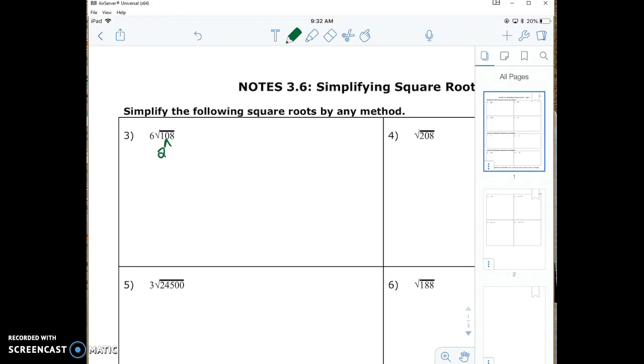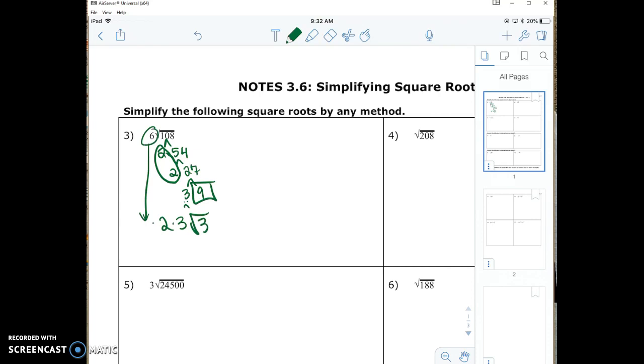108 is an even number, so it's divisible by 2. 2 times 54 makes 108. 54 is even. 2 times 27 makes 54. 27 is 3 times 9. I can see here that I have a pair of 2's. That goes outside my house. The square root of 9 is 3. That's a perfect square. And this sad 3 is left over. He stays inside the radical.